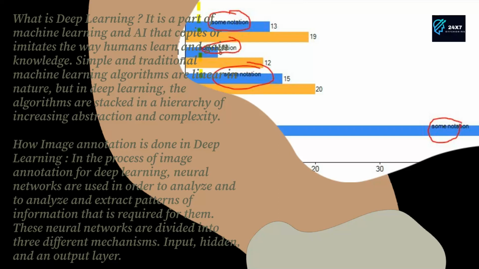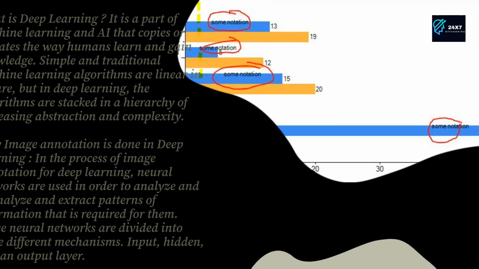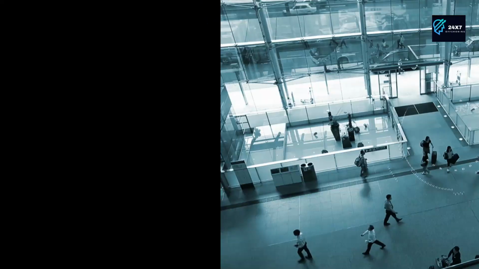How is image annotation done in deep learning? In the process of image annotation for deep learning, neural networks are used in order to analyze and extract patterns of information that is required for them. These neural networks are divided into three different mechanisms: input, hidden, and an output layer.